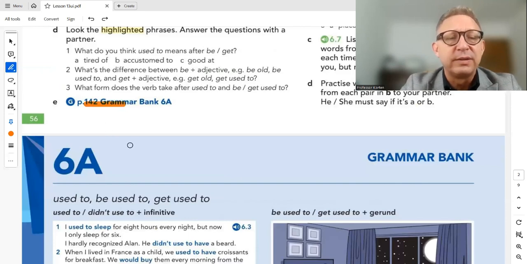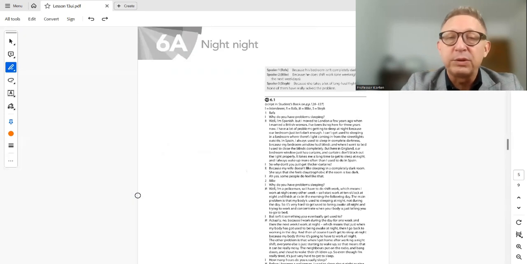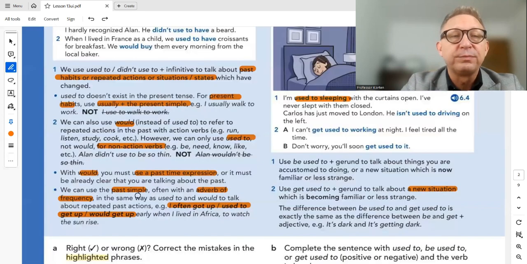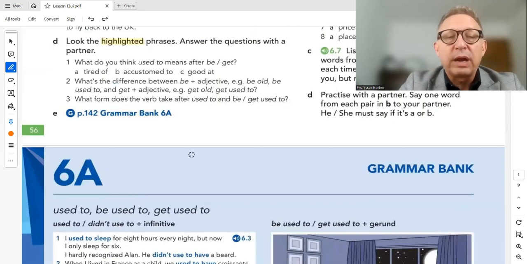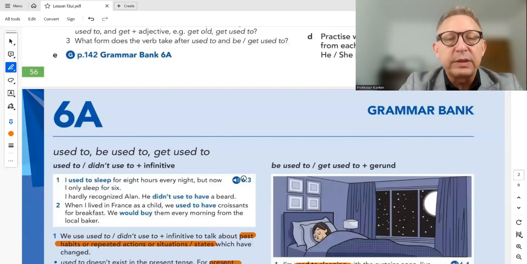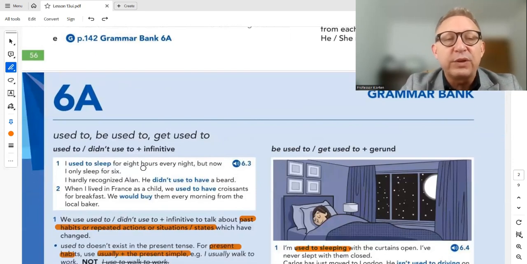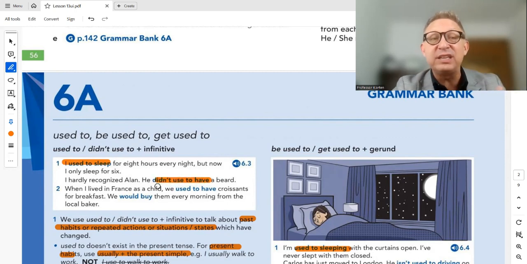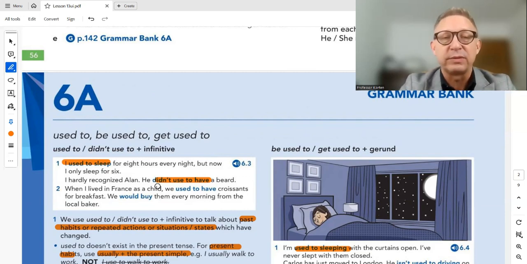And let's look straight away at the grammar file. I'm going to help you go through this right now. So here we go. I'm going to read these for you, not the audio file. I used to sleep for 8 hours every night, but now I only sleep for 6. So I used to sleep is in the past. I hardly recognized Alan. He didn't used to have a beard. That's in the negative. Didn't used to versus used to in the positive. I used to sleep. He didn't used to sleep, whatever.